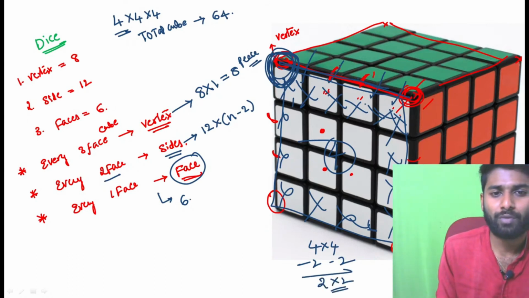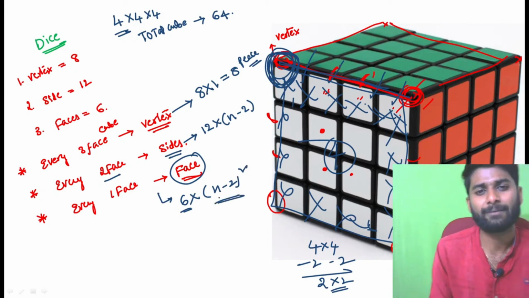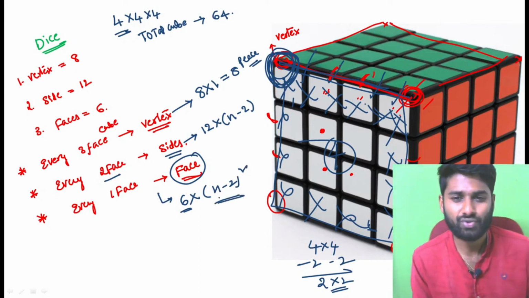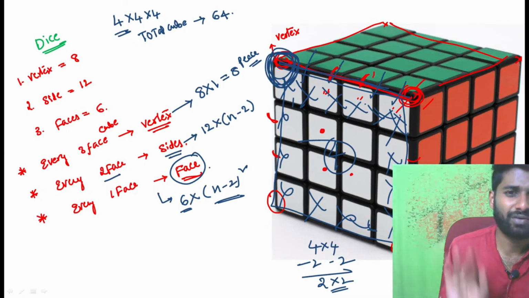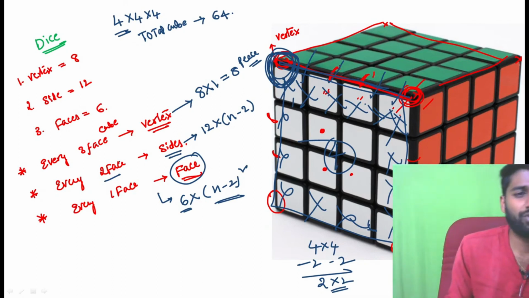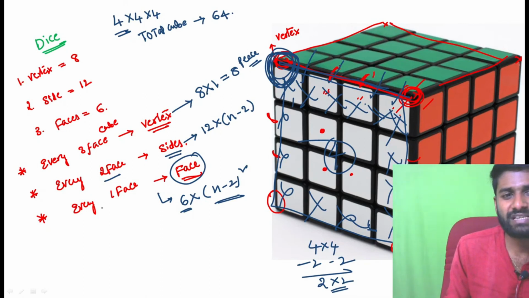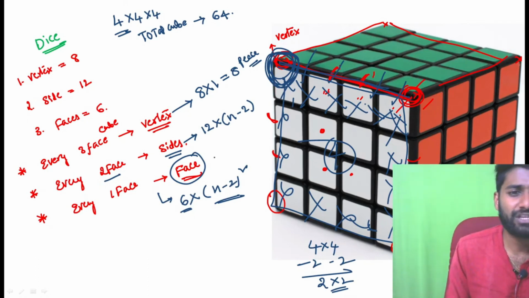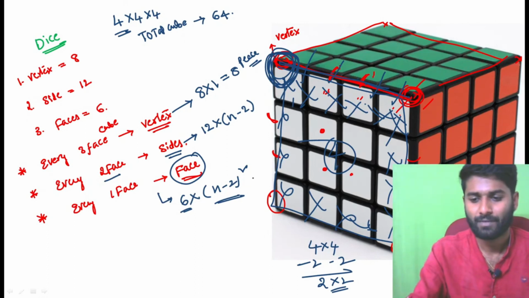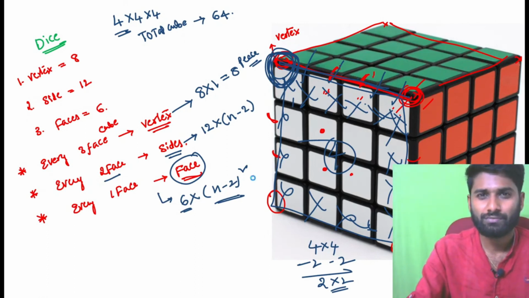Now going through the formula, every one face is available at faces, and the total number of pieces is 6 into n minus 2 whole square. Clear? So that is the simple one. Every three-face is available at vertex, every two-face at sides, every one-face at faces. The total number of pieces at vertex is 8 into 1. In the sides, 12 into n minus 2. Faces, 6 into n minus 2 whole square. Clear? Now let's go through the question.